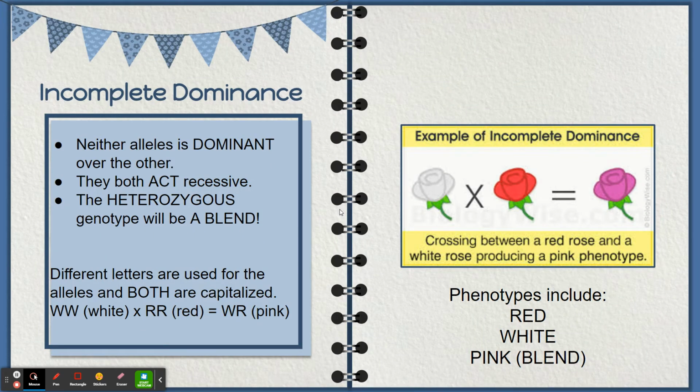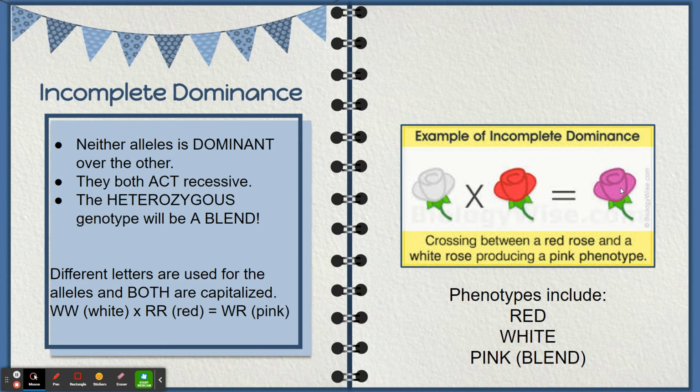All right, the second type of dominance that doesn't follow the laws of Mendel is called incomplete dominance. Whereas in codominance both alleles are dominant, in incomplete dominance, neither allele is dominant. They actually act recessive. And so when you get to the heterozygous, neither of them dominates, and instead you see a blending of both of the alleles. In this case, we have our red and white flower again, but they blend together to make pink.